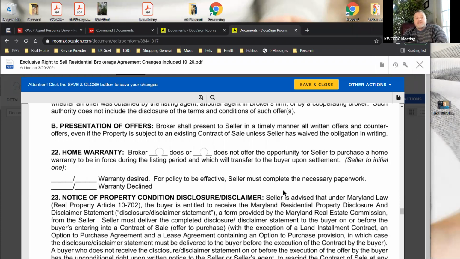All right, the home warranty. Again, the brokerage requires a home warranty disclosure document that the buyer and seller must sign. So they need to be aware that home warranties are available. The broker does or does not offer the opportunity for the seller to purchase a home warranty to be enforced during the listing period, which will transfer to the buyer upon settlement. And then the seller signs off on that right there.